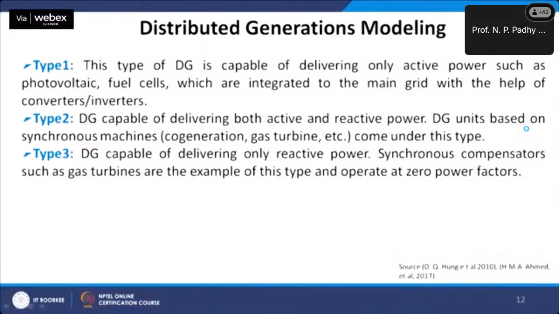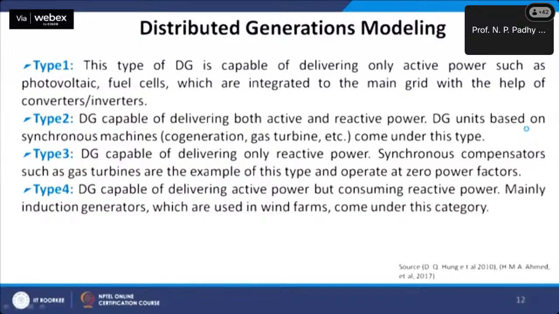Then we have type 2, where the DG is capable of delivering both active as well as reactive power. So it is not simply P, but P as well as Q, and we call it type 2. Further we move to type 3, a DG capable of delivering only reactive power, such as synchronous compensators or gas turbines, where they operate at zero power factor. So you only consider the reactive power injection. And type 4, where you give real power and take reactive power out. So it is a DG capable of delivering active power but consuming reactive power, for example induction generators for wind farms.